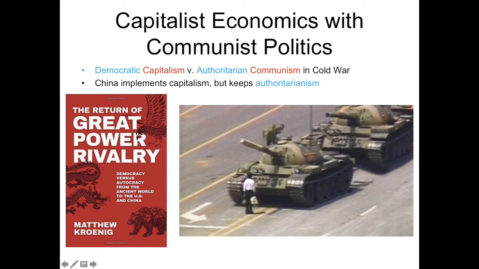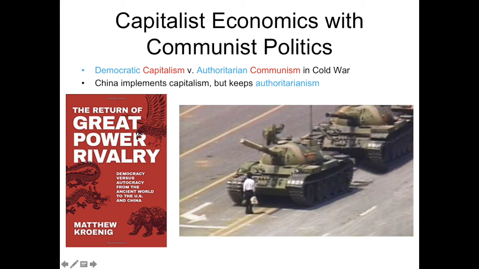The next section in your review packet talks about capitalist economics with communist politics. So in the Cold War, we talked about how democratic capitalism faced off against authoritarian communism. Both those terms, in blue, you can see a description of a political system, and in red, you can see a description of an economic system. After the fall of the Soviet Union, it was assumed, like I said earlier, that democratic capitalism would sweep across the globe. Some scholars even called it the end of history.